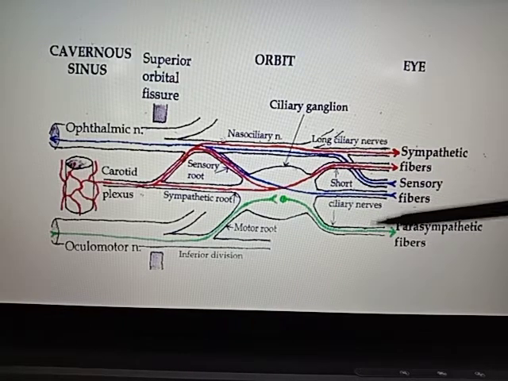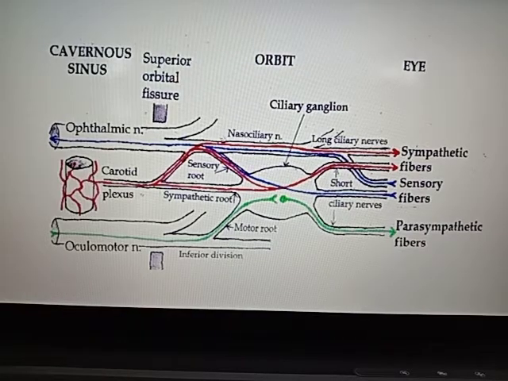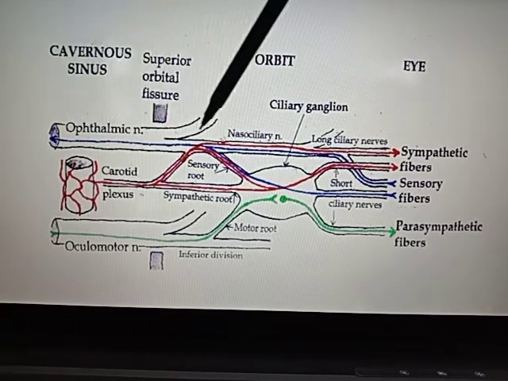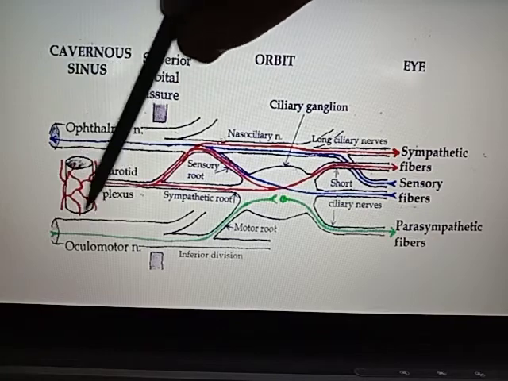In general, the short ciliary nerve contains three types of fiber, and the long ciliary nerve contains the sensory and the sympathetic fibers. It is a schematic diagram. This is the ophthalmic nerve, this is the carotid plexus, and this is the oculomotor nerve.